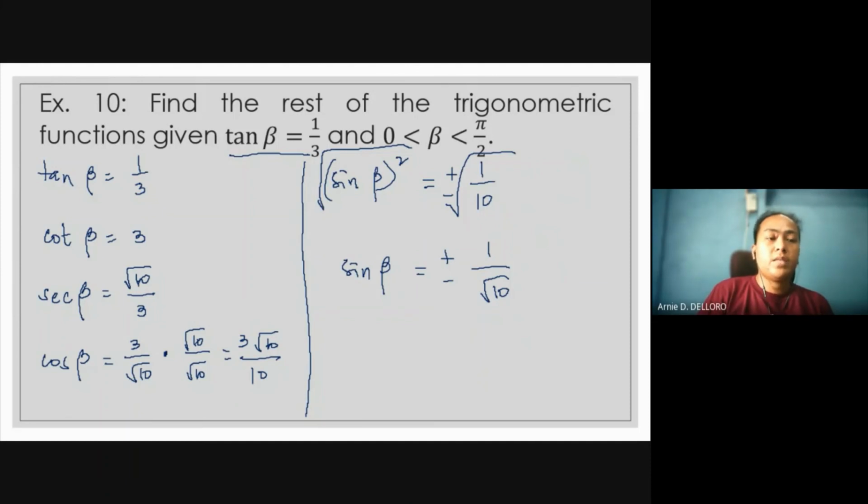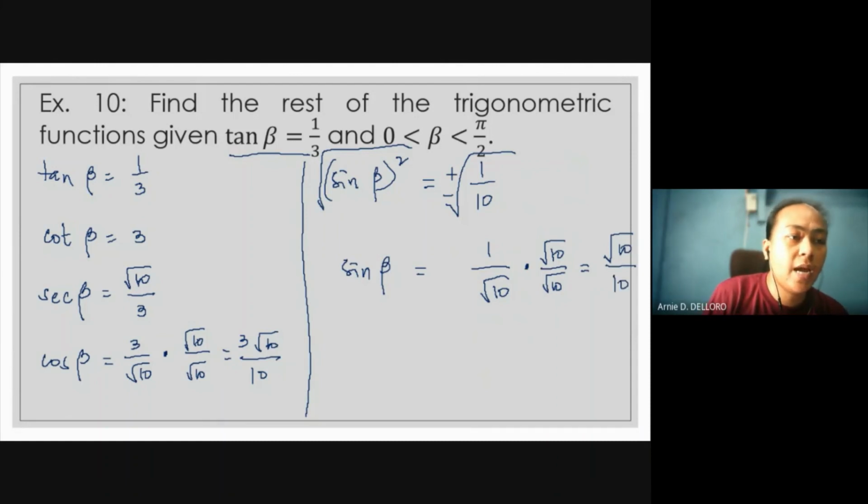Okay? Since, again, the condition is that the angle is in the first quadrant, ang kukunin lang nating value ng sine ay yung positive. Now, since the denominator contains the radical symbol, we'll be rationalizing by multiplying both numerator and denominator by the square root of 10. So this will give us square root of 10 over 10. So sine beta is equal to square root of 10 over 10.